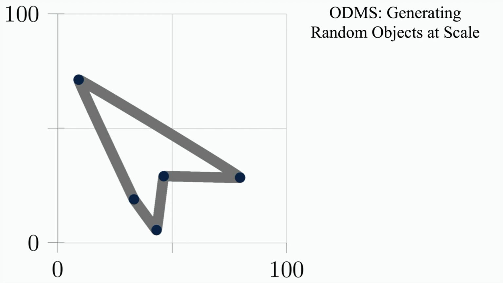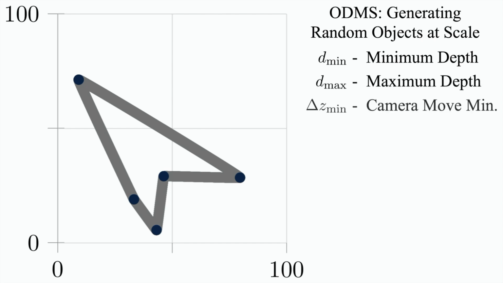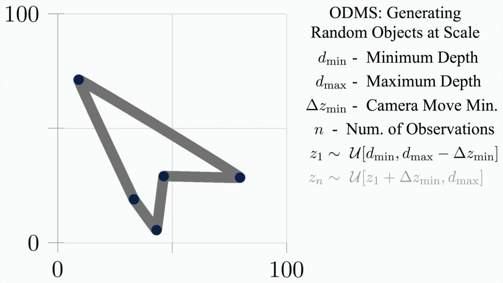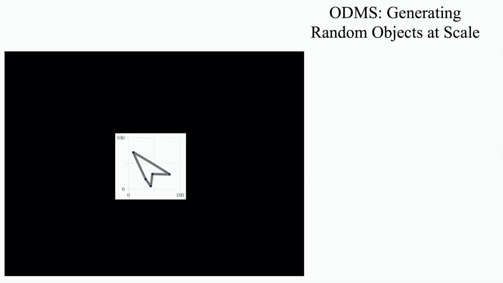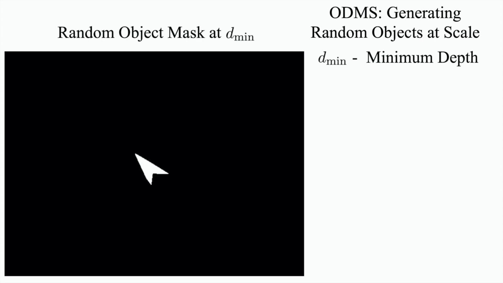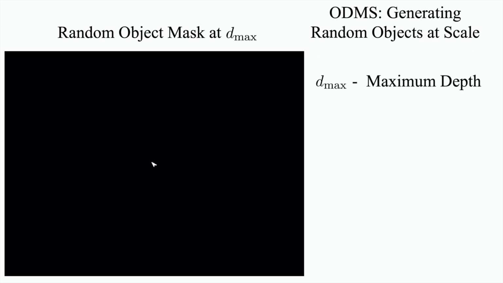The configurable parameters for randomized distance are the minimum and maximum depth, the minimum camera movement range, and the number of input observations. Using these parameters, the endpoint observation distances Z1 and Zn are randomly selected from a uniform distribution, with the remaining observation distances randomly selected between the endpoints. Once these random distances are determined, we scale a segmentation of the random object according to its depth using our optical expansion model. Here, we show the object being scaled into segmentation masks at the minimum and maximum depths.